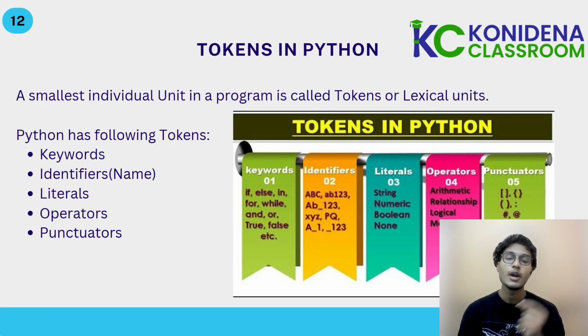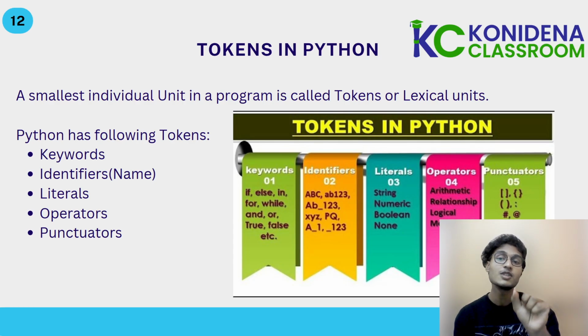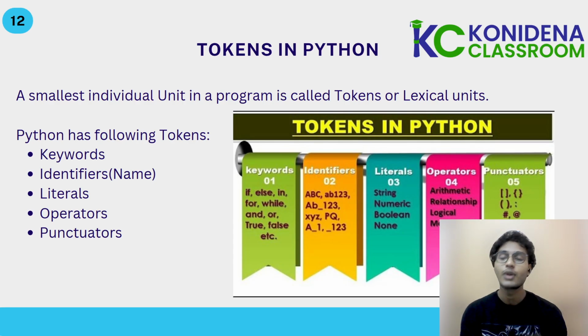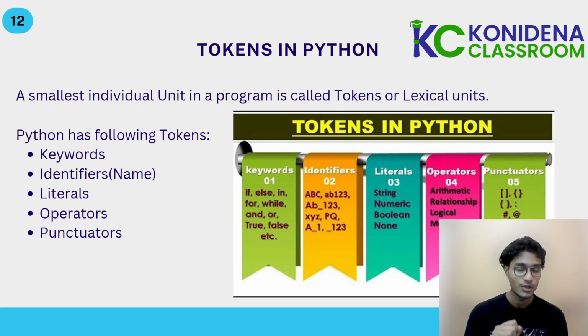It's like how a human being has a very small unit, a cell. Similarly, a programming language has a very small unit, and the smallest individual unit in a program is called a token. So there are five different types of tokens in Python, that involve keywords, identifiers.